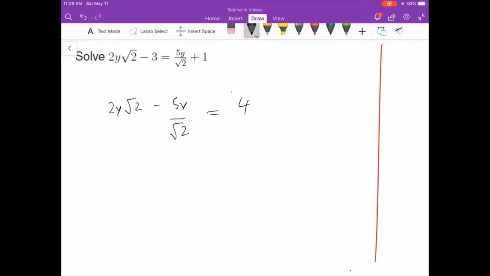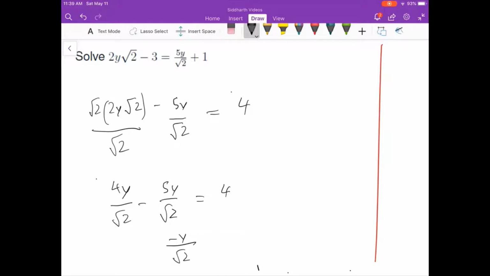Now I multiply by root 2 to this term and also divide by root 2 to keep the value the same. So, using the distributive law, the numerator of this term becomes 4y minus 5y by root 2, which is equal to 4. Simplifying, we get minus y over root 2 equal to 4. After multiplying by root 2 on both the sides, we get minus y equal to 4 root 2. And finally, after dividing by minus 1, we get y is equal to minus 4 root 2.